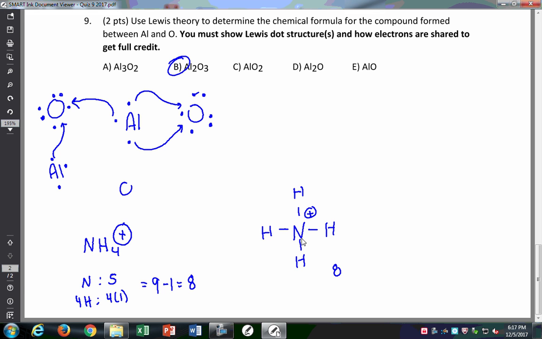So a 3rd oxygen has to come in. And now all of our oxygens look like this, and all of our aluminums look like this. So that's why we need 3 of these and 2 of these.